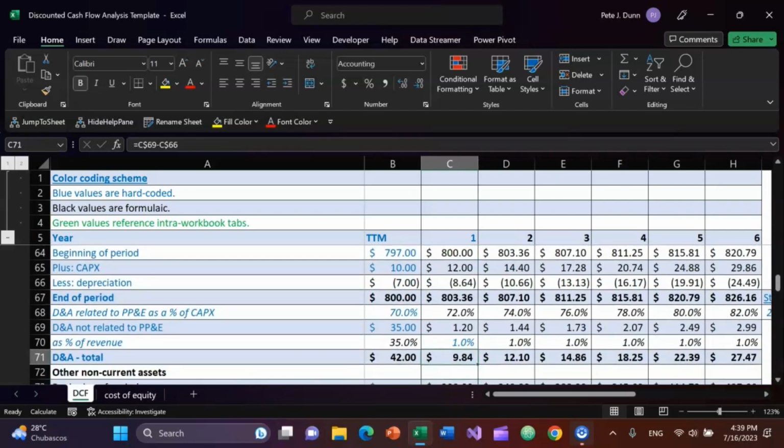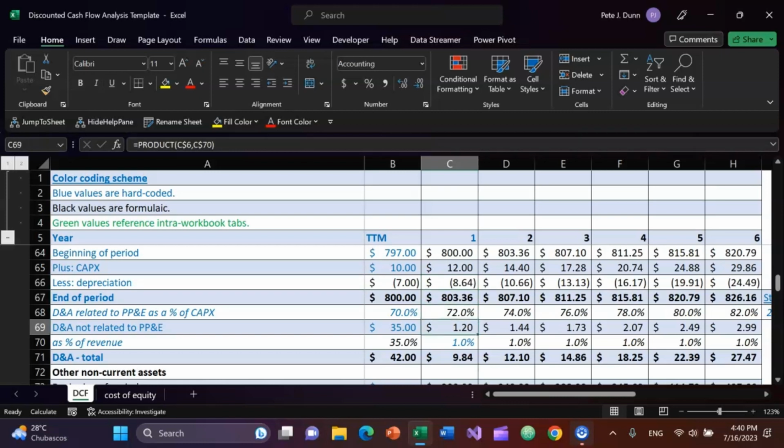Now getting to the property, plant, and equipment schedule. Beginning of period is just last year's end of period. CapEx is a product of last year's CapEx and 1 plus the revenue growth rate. Depreciation is the CapEx times the depreciation that's related to property, plant, and equipment. I start with 70% in the trailing 12-month period and have a 200 basis point step up for each year. So that's how I get that. You take the product of those two. And that gets you to the end of the period once you sum all that up.